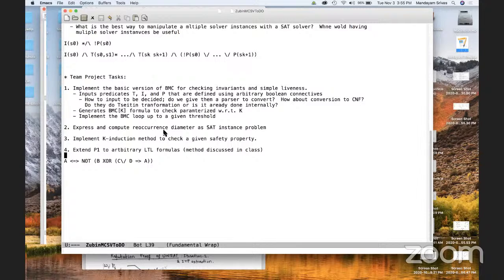So maybe it'd be good to explain, when you give the parser, what does the parser do? What is the input to the parser? What is the output? I'll demo the parser on Thursday.